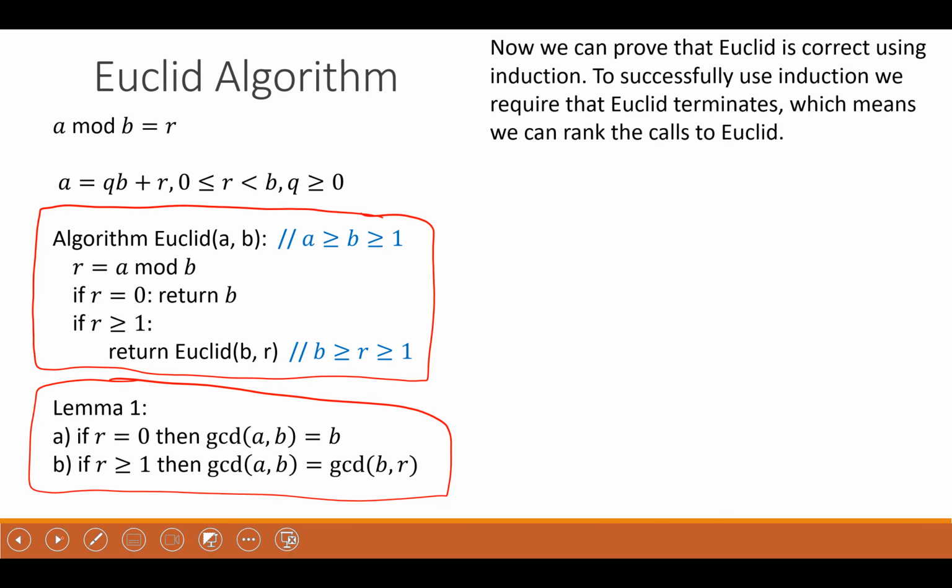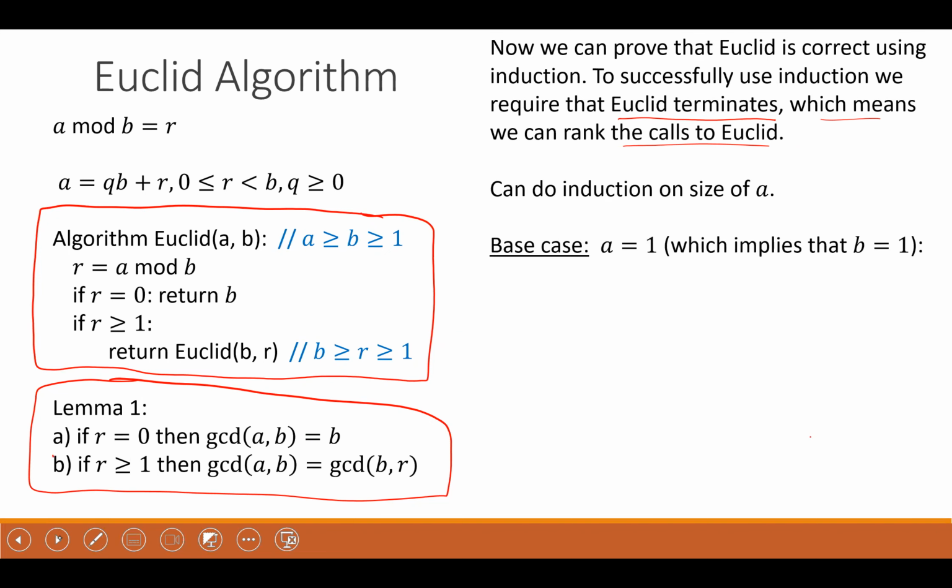Okay, so yeah, we want to show that it terminates. So we have to rank each of the calls to Euclid. We can rank it on the size of A. So if A is equal to 1, which implies that B is equal to 1, then of course this returns, it does terminate.